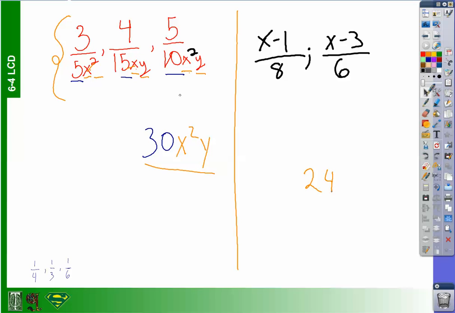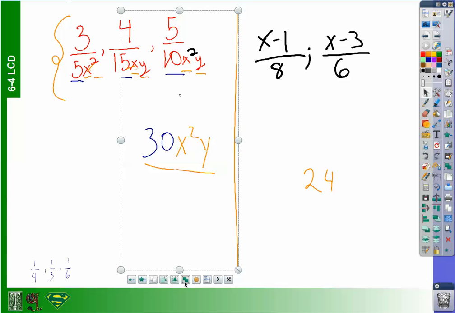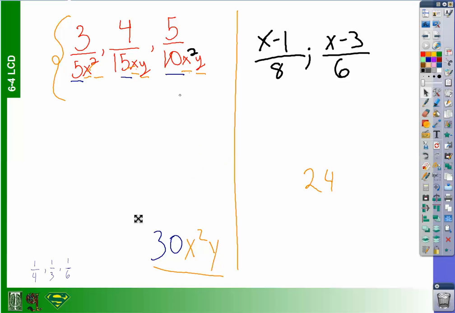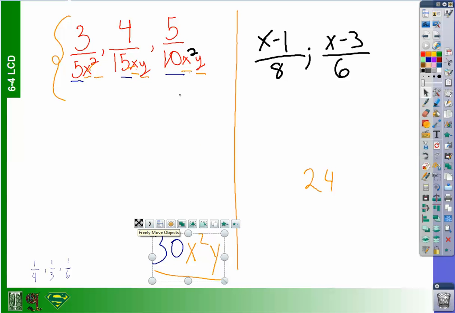But it's not really enough just to find the least common denominator. Really, we want to express each one of these fractions in terms of their least common denominator. So what I'm going to do is take this here, ungroup it, and put it down here because we know that's going to be our least common denominator. Same for our 24.